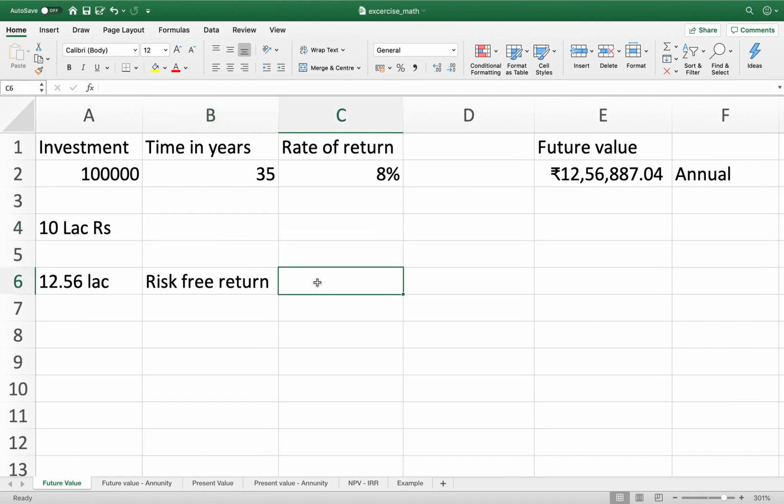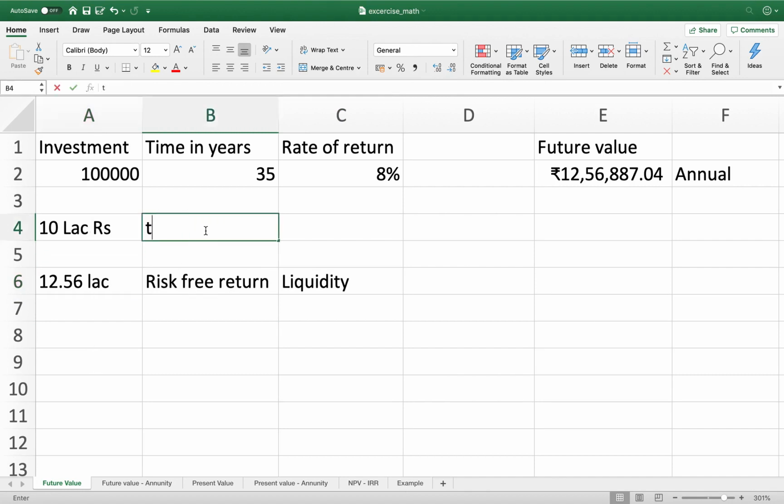So how will I decide it? 12.56 lakh rupees, I'm getting a risk-free return. I'm getting liquidity because I can break the FD anytime. And then without any risk, with liquidity, if I'm getting 12.56 lakh rupees, why would I go and take the offer of 10 lakh rupees? Well, I will not take the offer of 10 lakh rupees.